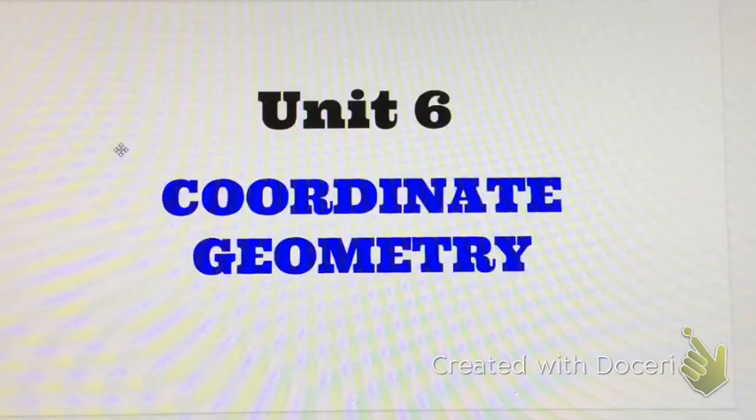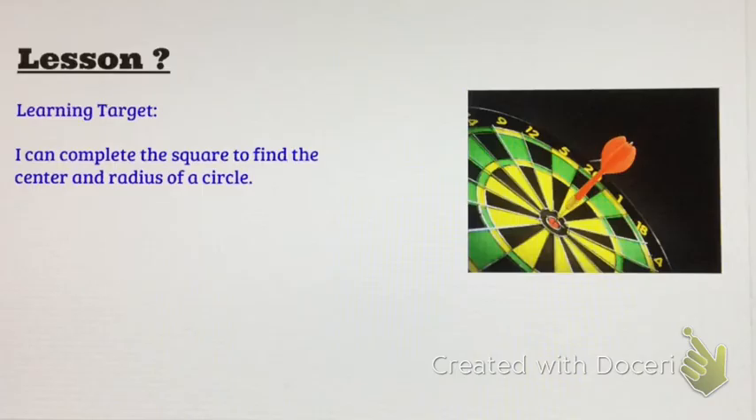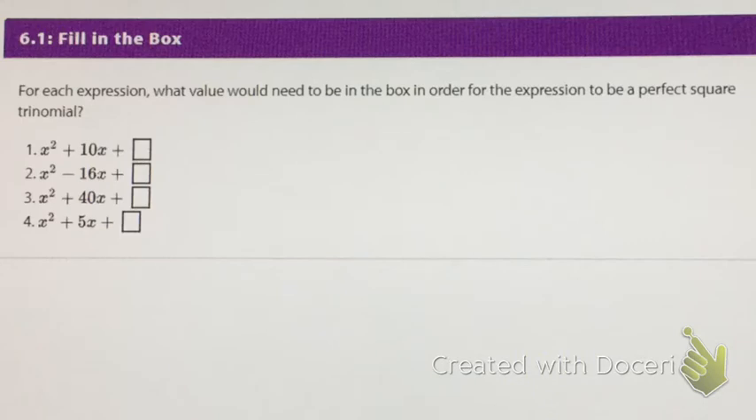Okay, coordinate geometry, still there. Today's lesson, there's a question mark there, but that is actually a good old-fashioned lesson 6. Our learning target today is to complete the square to find the center and the radius of a circle. Circles are quadratic equations. So let's check it out. What do we need to do today? First things first.